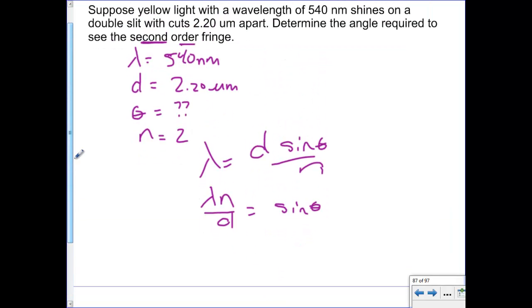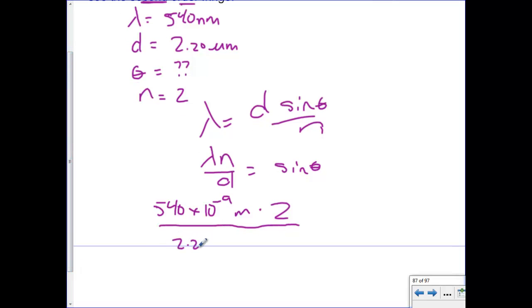One thing though, I need all of these units to be in the same type of unit. So if my lambda was 540 nanometers, I can't put in nanometers for one and micrometers for the other. So I might recommend you do this. Your nanometers are times 10 to the minus 9 meters, I believe. n will be 2. And then a micrometer, anybody know what it is? There you go, 10 to the minus 6 meters. And that'll equal sine of theta.